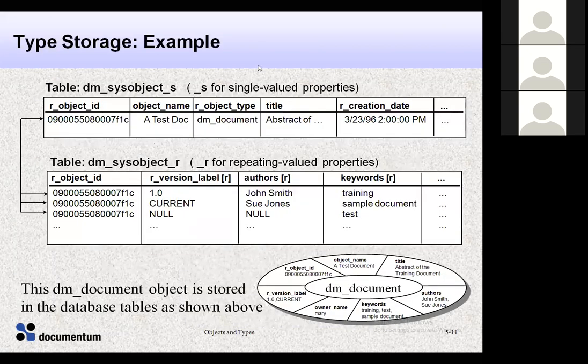You can take an example like this. We have version label, authors, keywords that are stored in the R table, and the others are single, stored in the S table. Here's an example we took: Training, test, sample document, John Smith, Sue Jones. They are stored in a repeating table, all the repeating columns.